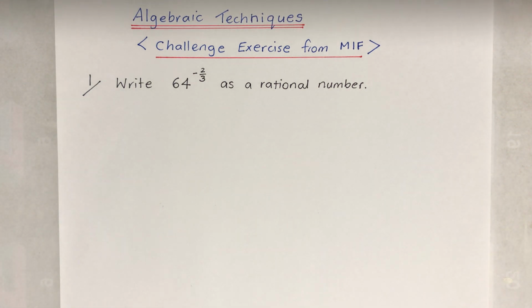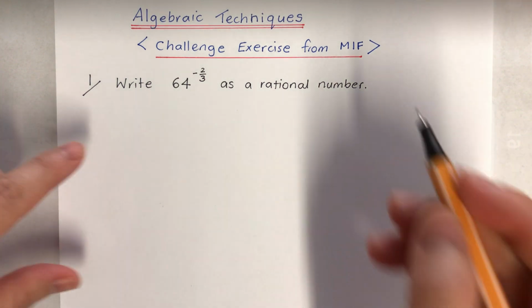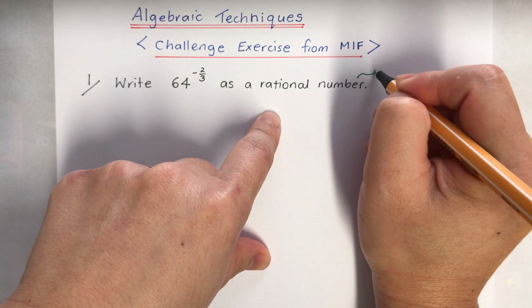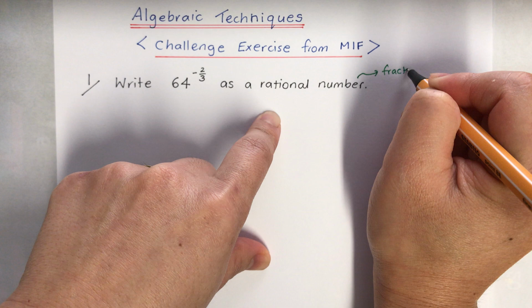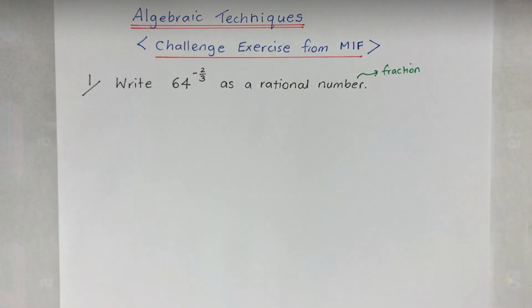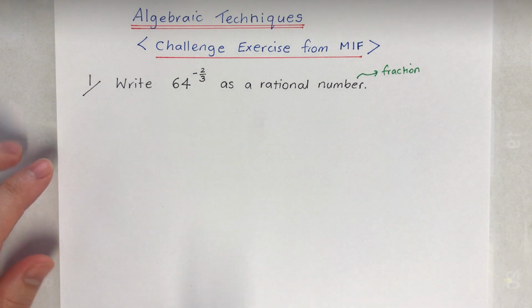Okay, let's start. First, write 64 to the power of minus 2 over 3 as a rational number. Now, rational number is the fraction, okay? Something that we can change into fraction. So we will expect the answer to be fraction.